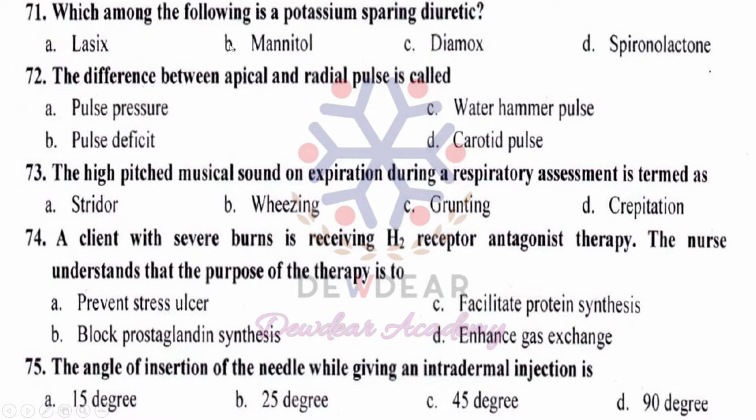Which among the following is a potassium sparing diuretic? Options: Lasix, mannitol, Diamox, spironolactone. The correct answer is option D, that is spironolactone. Spironolactone is a potassium sparing diuretic.